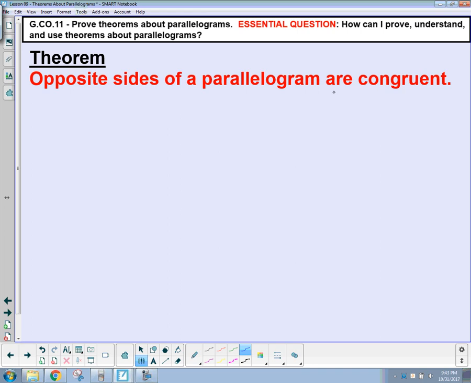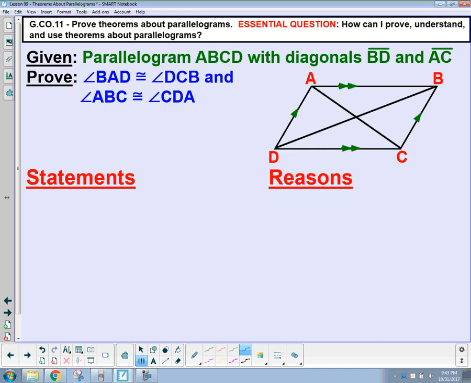No, this is not the last one. Parallelogram ABCD with diagonals BD and AC. Now we have two diagonals. We are going to prove that BAD is congruent to DCB, and remember, BAD is right here, and DCB, and ABC and CDA. Those are the bigger angles. In other words, we're going to prove that opposite angles are congruent in a parallelogram.